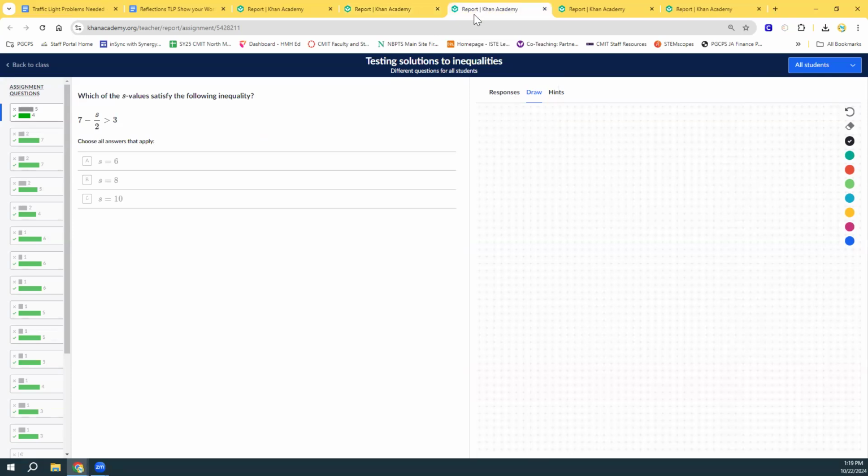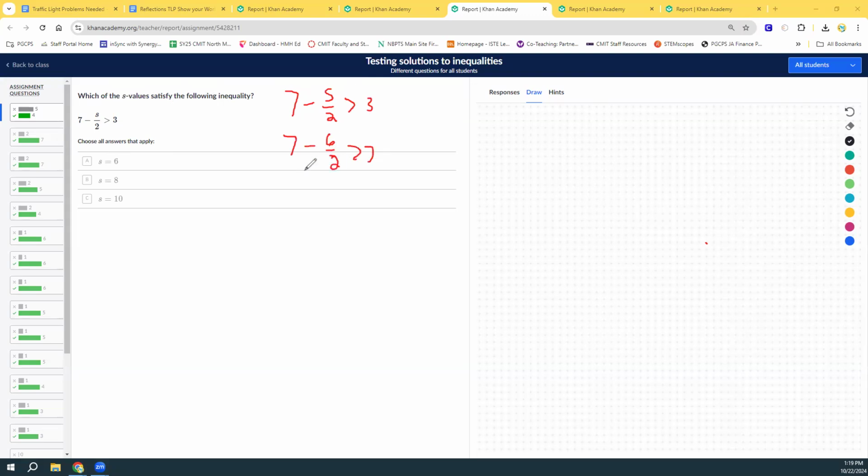Here is a good assignment though, a little bit more algebraic. We're going to be substituting and interpreting, analyzing, whatever you say. Which of the s values satisfy the following inequality? 7 minus s over 2 greater than 3. Does 6 satisfy this inequality? Let's substitute and see.